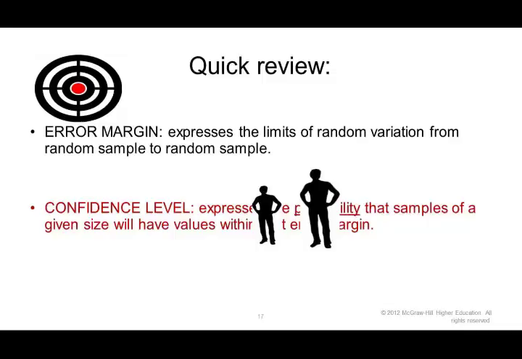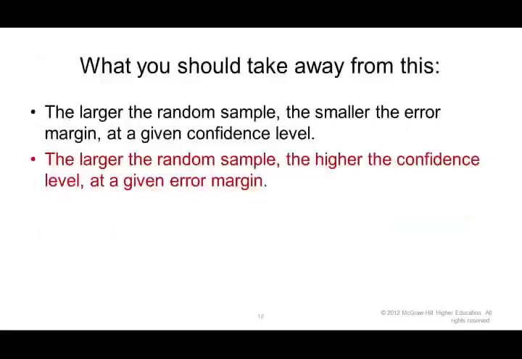Confidence level expresses the degree of confidence that we have that our samples are within that margin of error. Okay? It expresses the probability, is what that word should be, that samples of a given size have values within the margin of error. And unfortunately, our two guys are standing in front of that. They're inconsiderate, but I can tell you what's supposed to be there. Anyways, that's just a quick review of the difference between error margin and confidence level and their relationship.